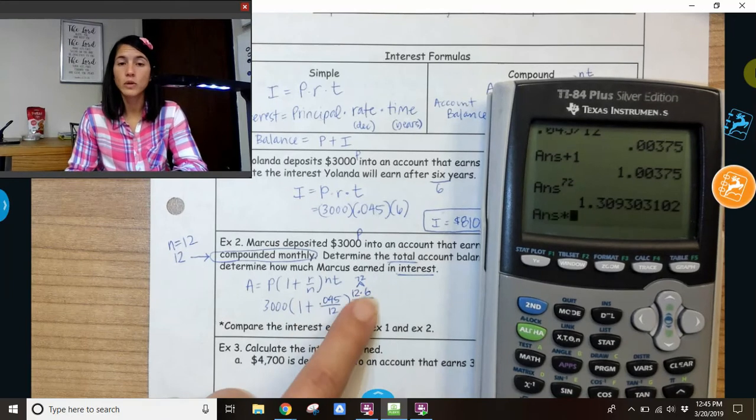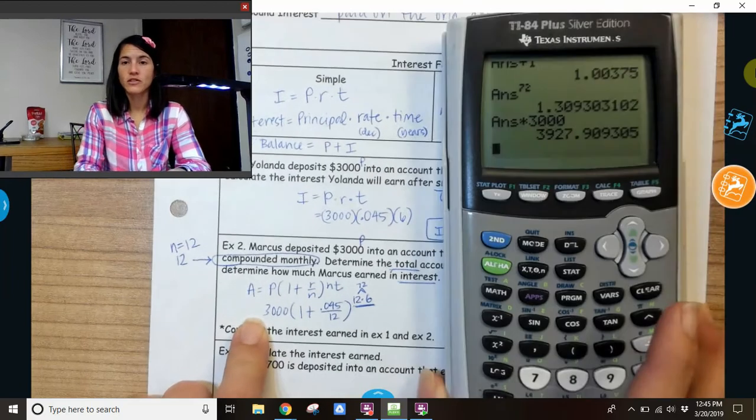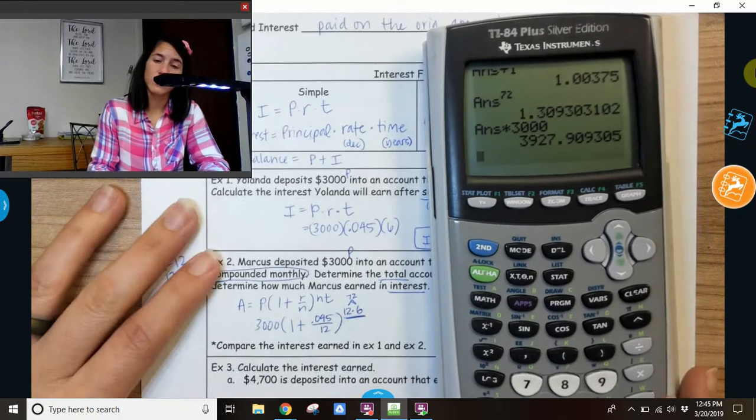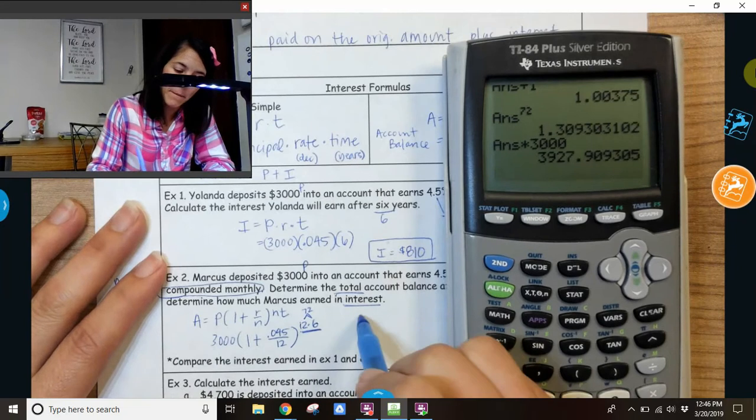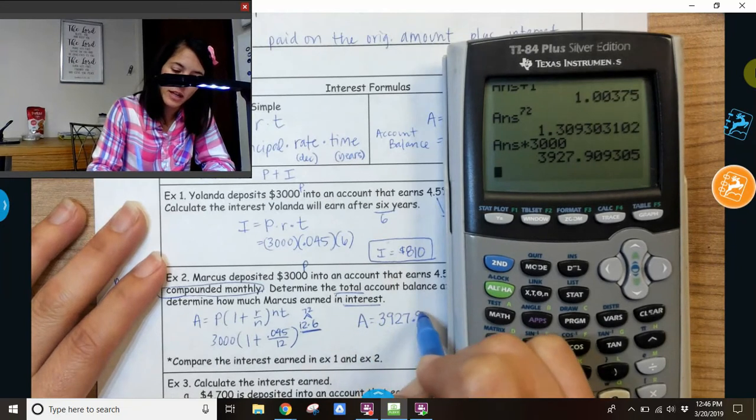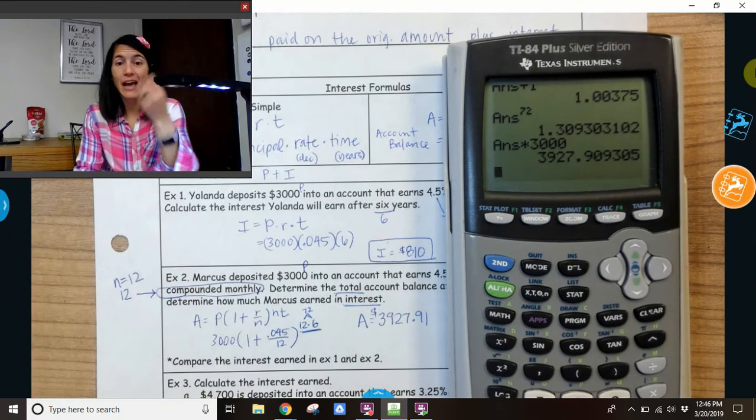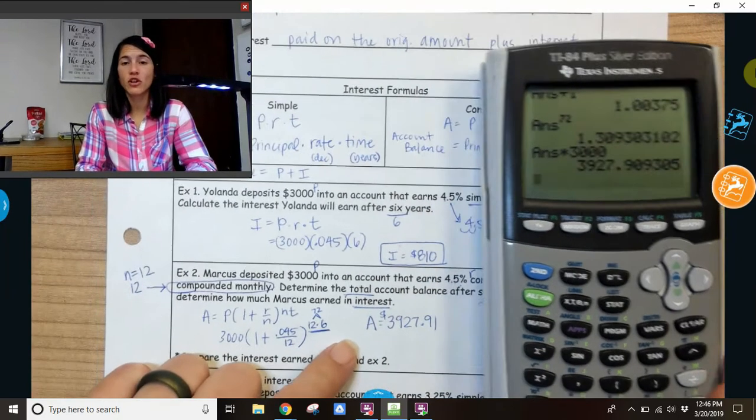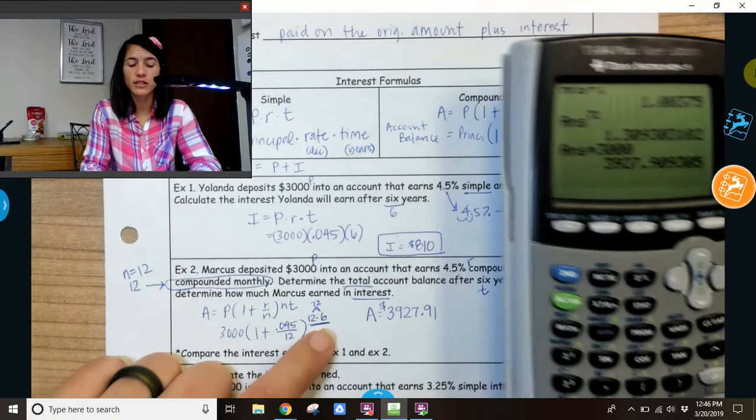Now I need to multiply all of that times 3,000. Okay, so that is the amount that Marcus has. His account balance is $3,927.91. That is his account balance. That was the first question. Determine his account balance. The second question says, then determine how much interest.